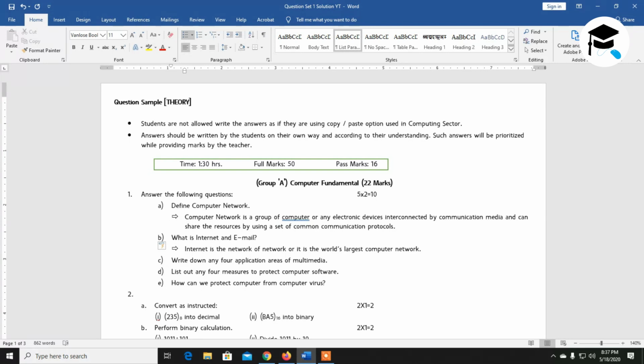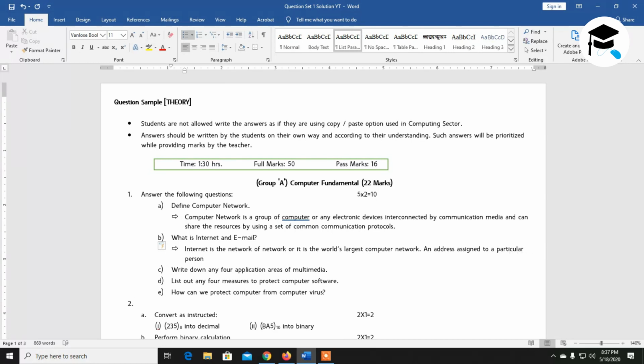Similarly, an email. What is meant by an email? E means electronic. So you can say that email is an address assigned to a particular person or company by the help of which we can send and receive the data over the network.